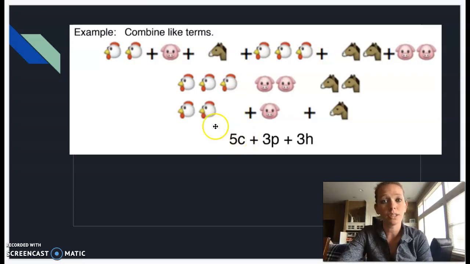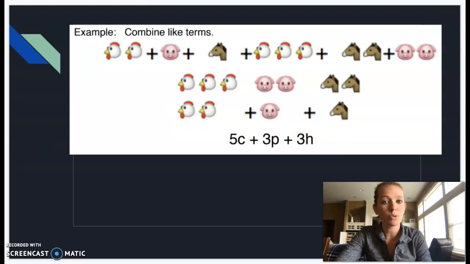And then the next one is the pig. So here we have 1 pig, and over here are 2 more pigs. And so we combine that to say, all right, we have 3 pigs, and then they write it as 3P. And then the last one is the horse. So we have 1 horse here, and then 2 more horses here. And so if we wrote it together, we'd have 3 horses. And again, we're going to write that with just the letter, so H for horses, so 3H.